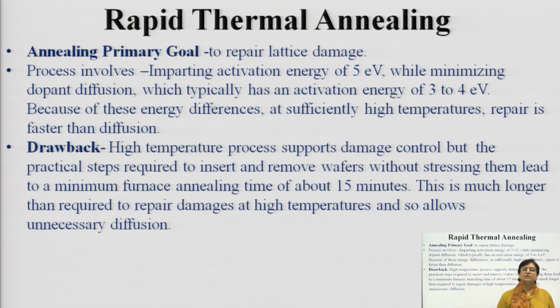Annealing is the process used to repair the crystal of a damaged substrate. The temperature is elevated, and then you slowly cool it. When you carry out such a method, the process involves imparting an activation energy of around 5 electron volt, while minimizing dopant diffusion, which typically has an activation energy between 3 to 4 electron volt. Because of these energy differences, at sufficiently high temperature, the repair is faster than the diffusion.